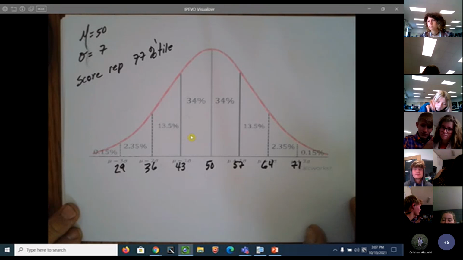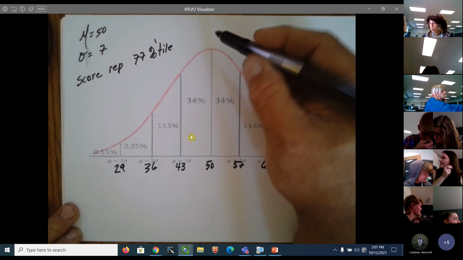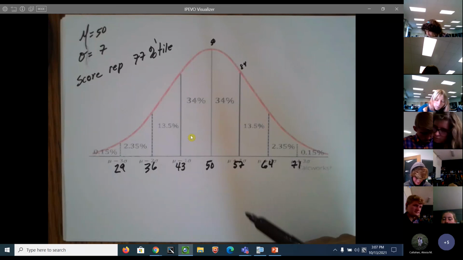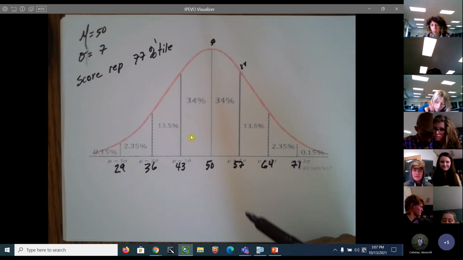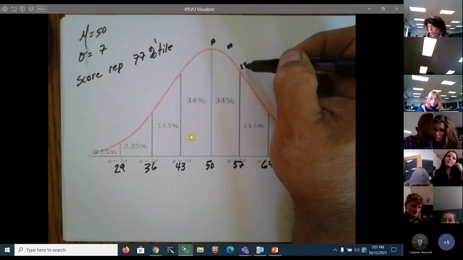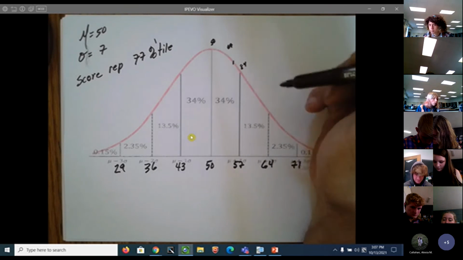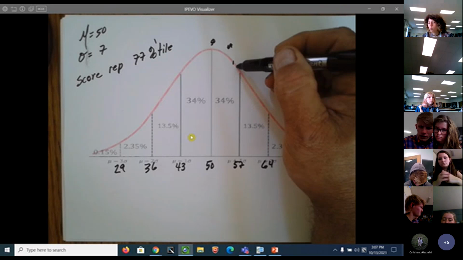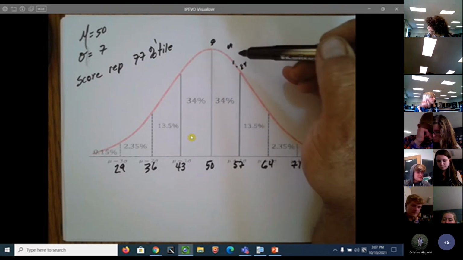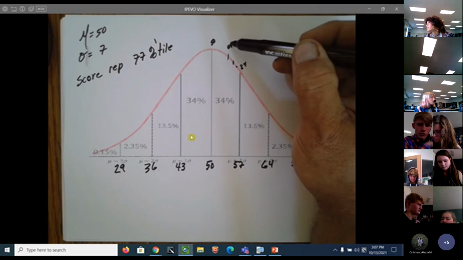And 77th percentile. Well, this is 50. This is 81. I'm sorry, this is 84. So half would be 67. So 67, half of 7 is 3.5. So 70 is right in here. So I'm going to say 77. Let's see, 70. Is that right? Hold on. Did I do that right? 50 to 84. That's 34. 17 would be 67.